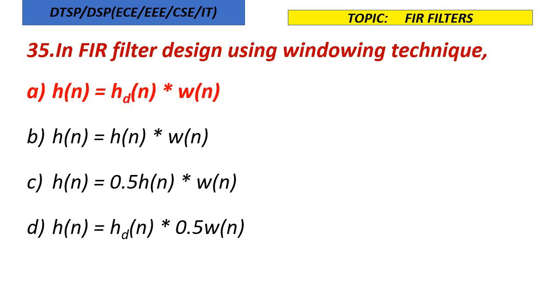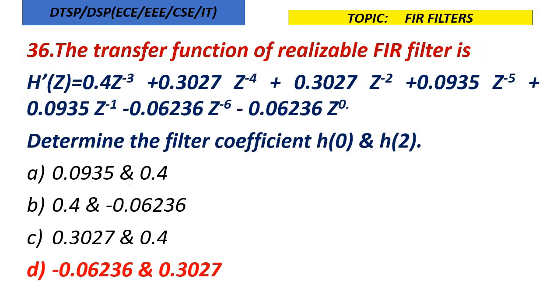In FIR filter design using the windowing technique, how do we find h of n? The formula is h of n equal to hd of n multiplied by w of n. hd of n is the desired impulse response and w of n is the window sequence. When we multiply these two, we get h of n. That is, the infinite impulse response is multiplied by a windowing function to get the finite response h of n.